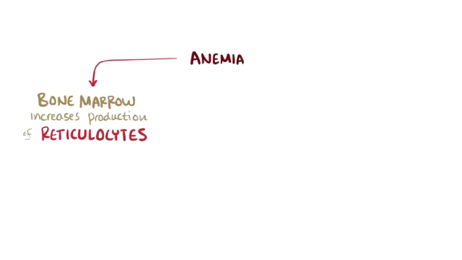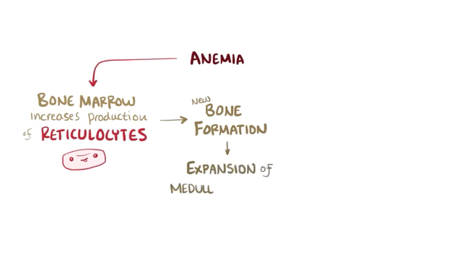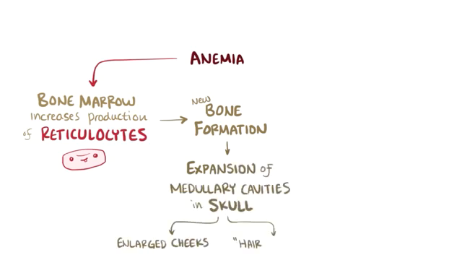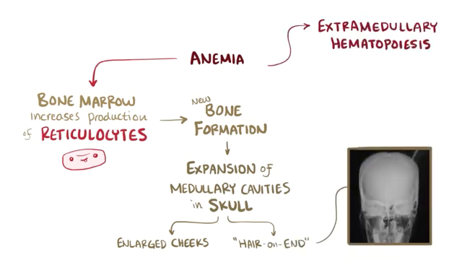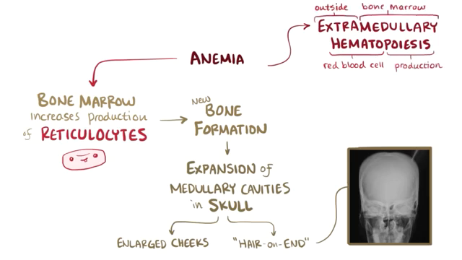To counteract the anemia of sickle cell disease, the bone marrow makes increased numbers of reticulocytes, which are immature red blood cells. This ends up causing new bone formation, and the medullary cavities of the skull can expand outward, which causes enlarged cheeks and a hair-on-end appearance on skull X-ray. Extramedullary hematopoiesis, which is red blood cell production outside of the bone marrow, can also happen, most often in the liver, which can cause hepatomegaly.